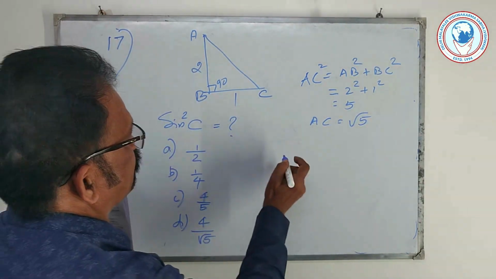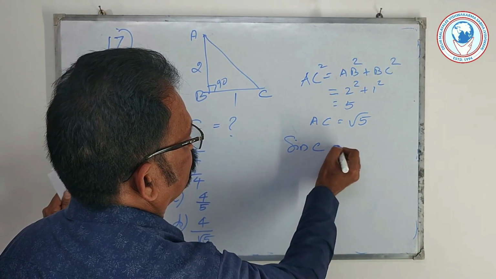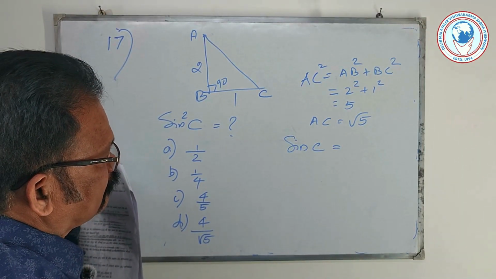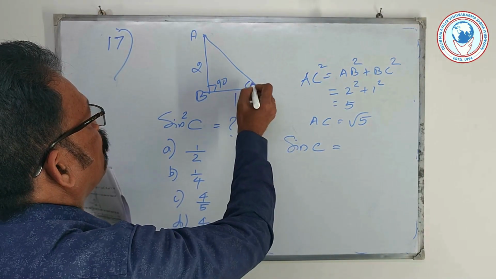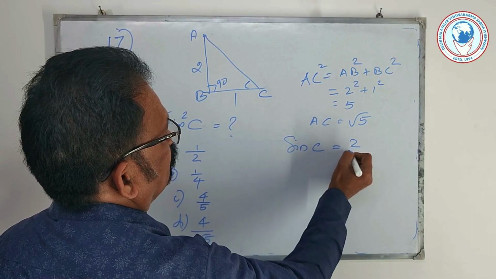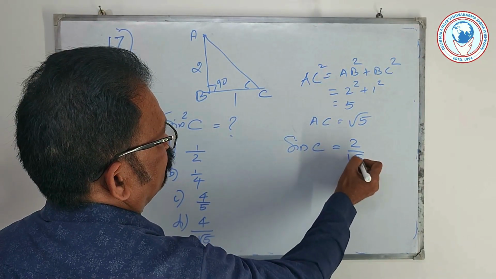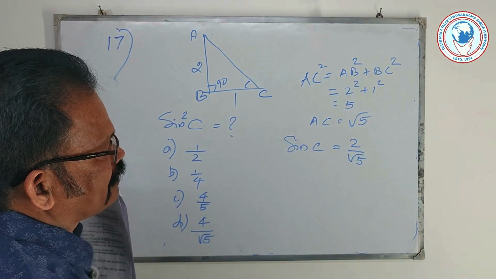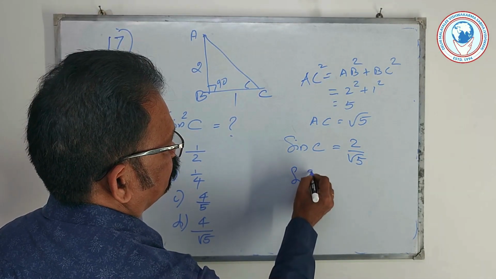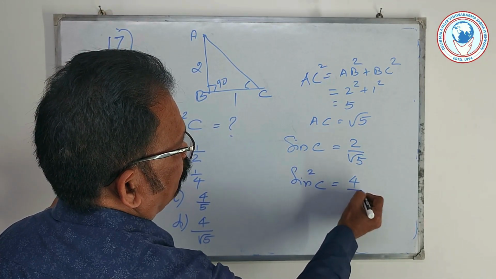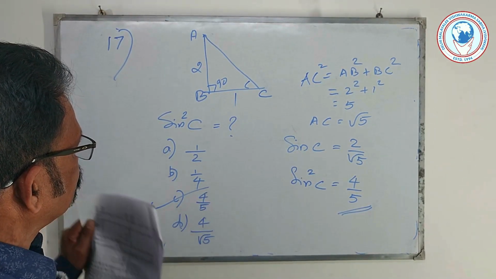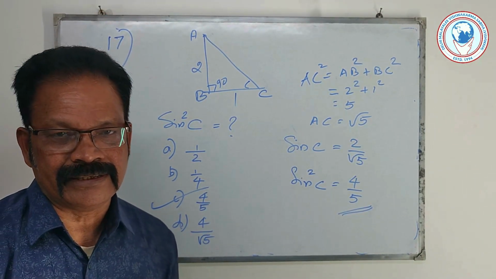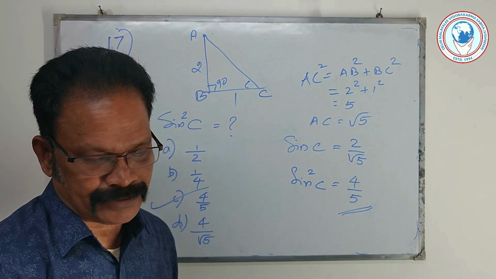We want sine square C. So sine C, as per definition, sine of angle theta is equal to opposite side by hypotenuse. For C, opposite side is 2 and hypotenuse AC is equal to root 5. This is sine C. Therefore sine square C is equal to 4 by 5. Of the options, option C is the correct one. 4 by 5 is sine square C.